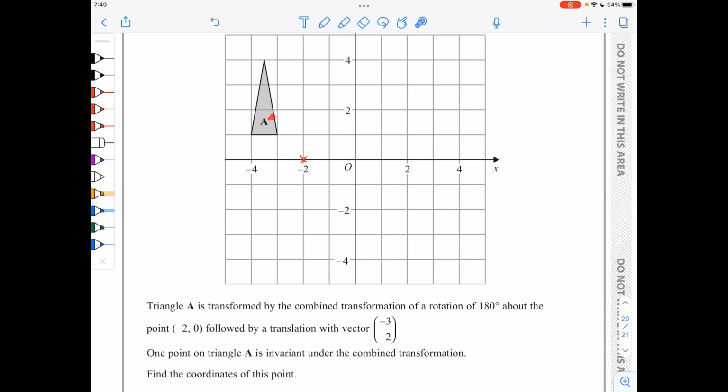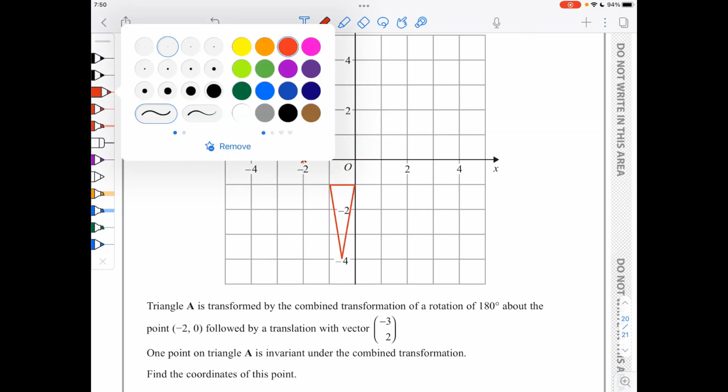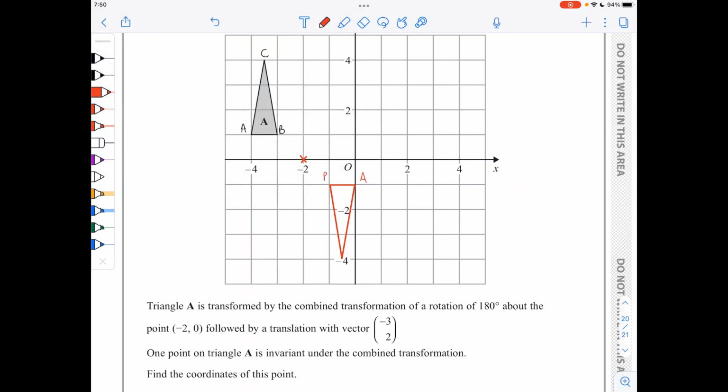So this will go through 180 degrees. It's going to come down here. So this is what we get. And I will also label the vertices of the original triangle as A, B, and C. And it's easy to see that A is coming here. So this is the new position for A, this for B, and this for C.